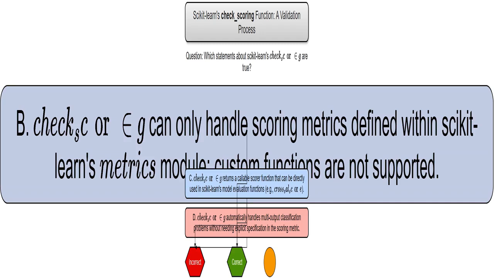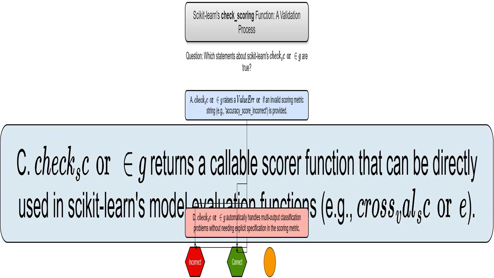Check_scoring is not limited to only scikit-learn's built-in metrics. It can handle custom-defined scoring functions as long as they're correctly formatted and callable, meaning you can call or use the function. This is absolutely correct.